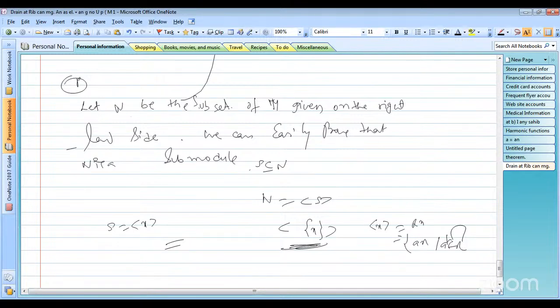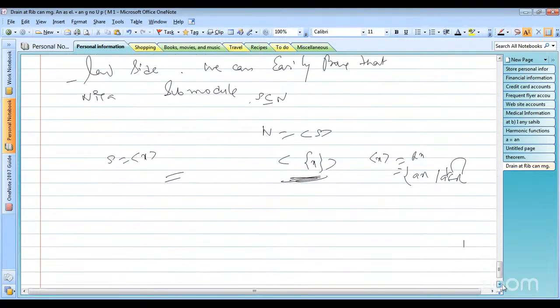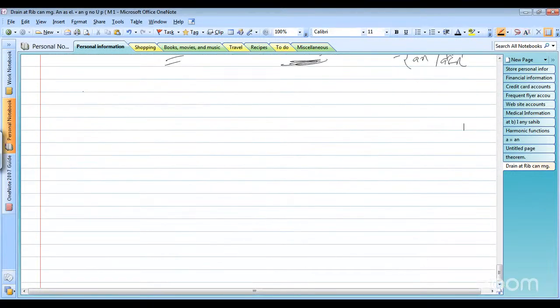So now we can do that here. Let R be a ring. Let R be considered as an R module over itself. The submodules are precisely the ideals of R, which we have taken here. Another example we have to take here.